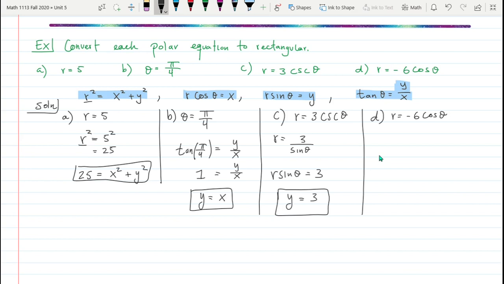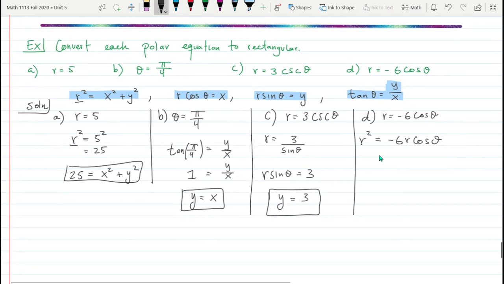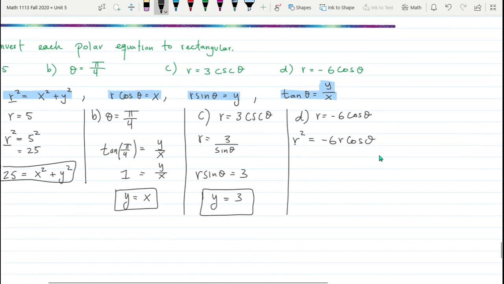So what we can do is multiply both sides by r to get some things going. Now we have an r squared on the left and r cosine on the right. So if we replace that with x and y, okay, r squared is what? x squared plus y squared. r cosine theta is equal to x, so negative 6x, right?